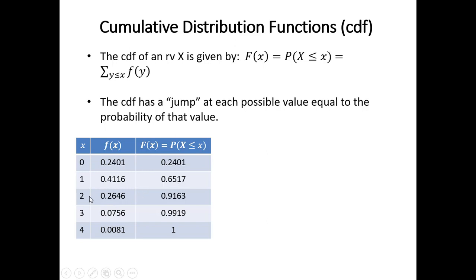Capital F of 2 would be the sum of these values, the probabilities for 0, 1, and 2. Okay, and so on. And you could see that this is going to max out at 1. So we could look at a graph of this, and you'd see that the graph might look a little bit like a step function. The key thing is you have these jumps at the whole numbers. So this is an example of a cumulative distribution function.